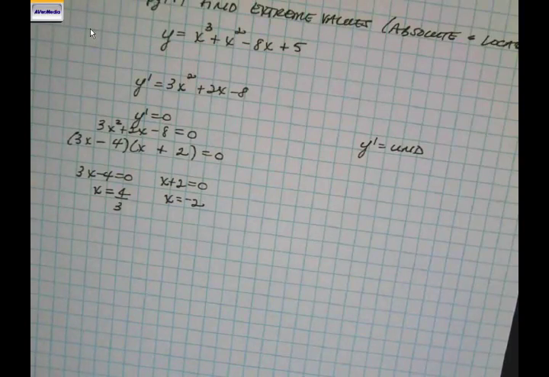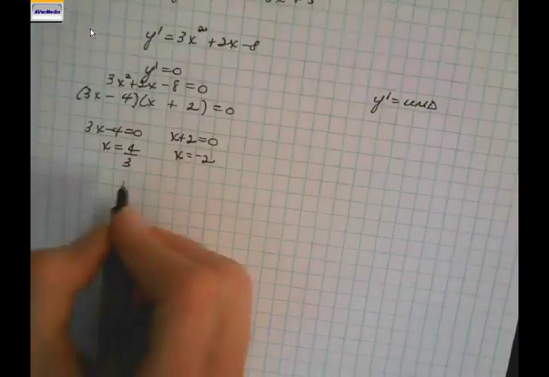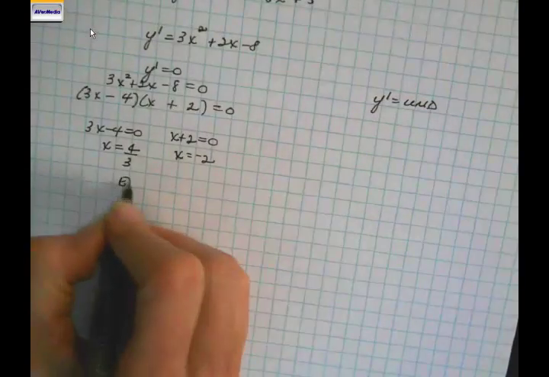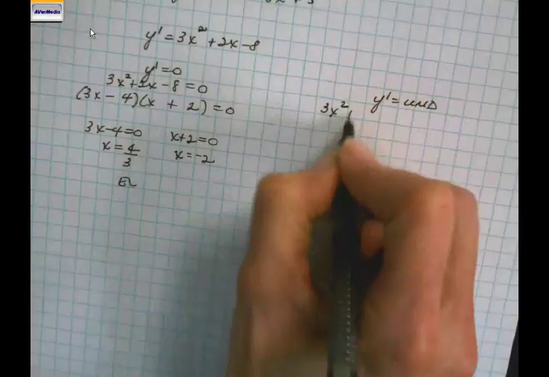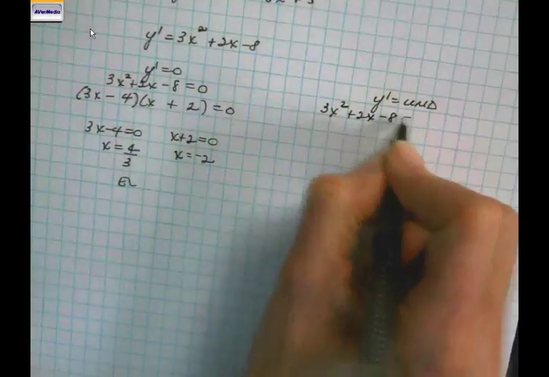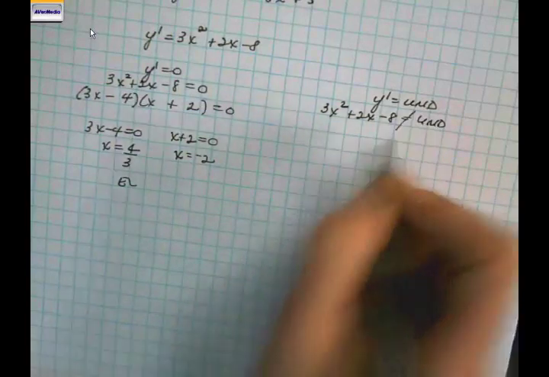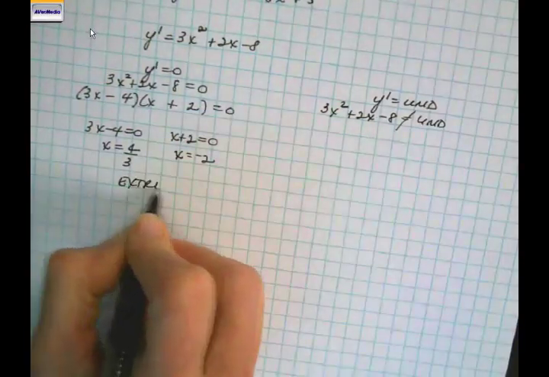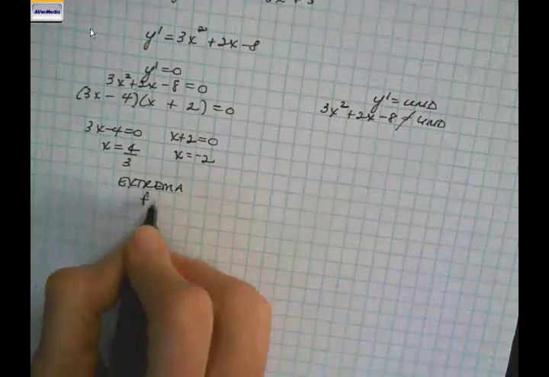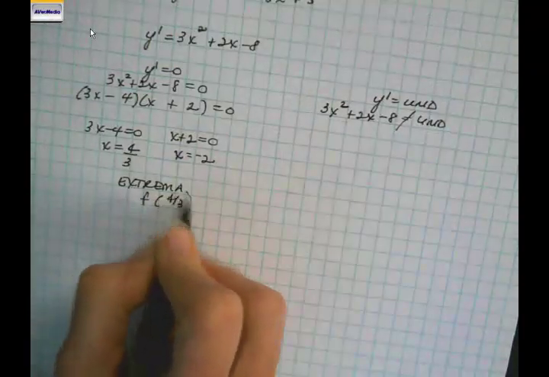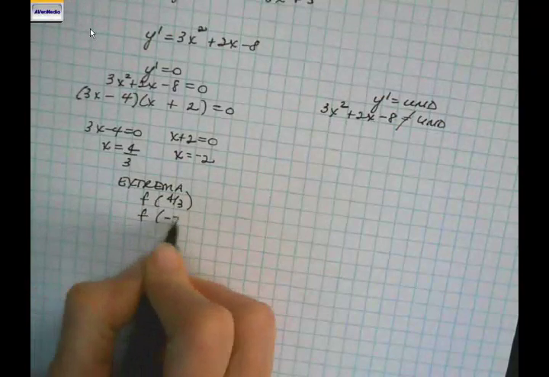So if we want to know the local max or mins or extrema, wait, is there any place where this is undefined? I've become distracted. Forgot this half of the question. No, this isn't happening. Okay, so the extrema, we don't have any endpoints, so we're going to find the function values at these criticals.